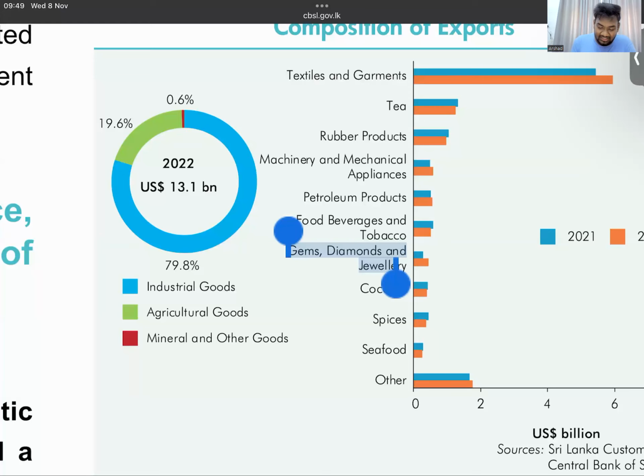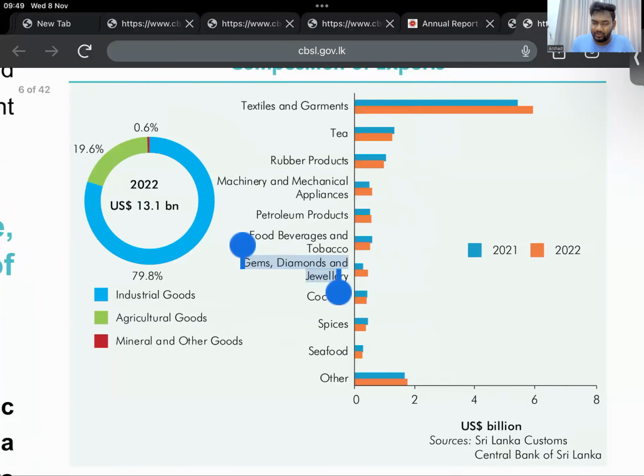Industrial exports top one, just even get a screenshot of this. They are in your notes also. Textile and garments is the highest earning industrial export, number 1. Rubber products is number 2. Number 3, in 2022, is machinery and mechanical appliances. That is number 3. Petroleum is number 4. Food and beverages is number 5. So only T gets eliminated.